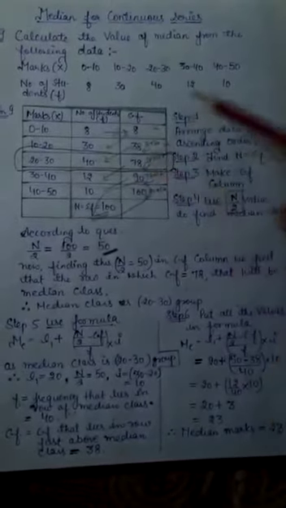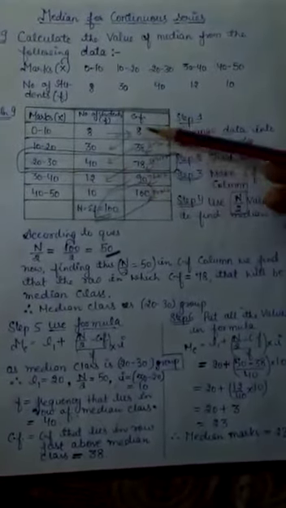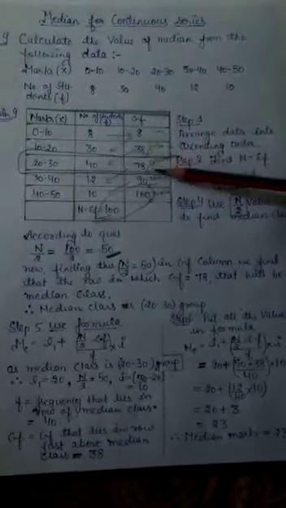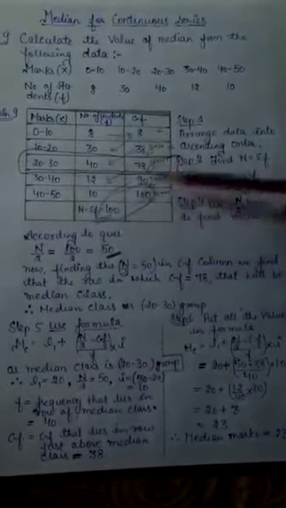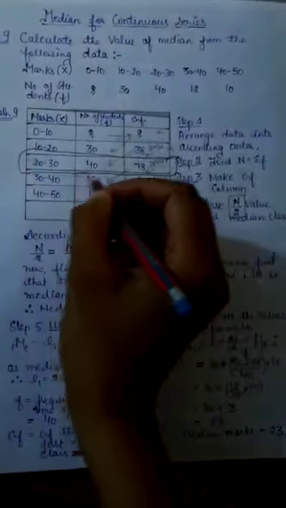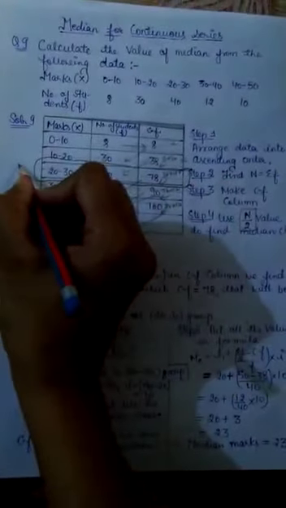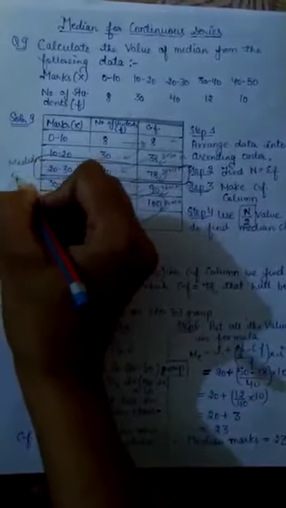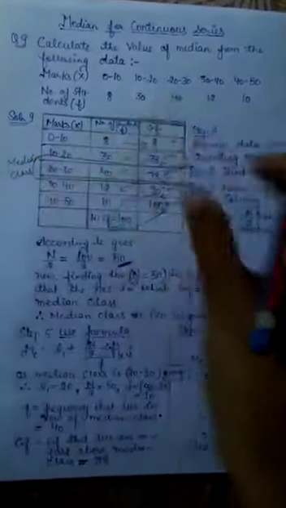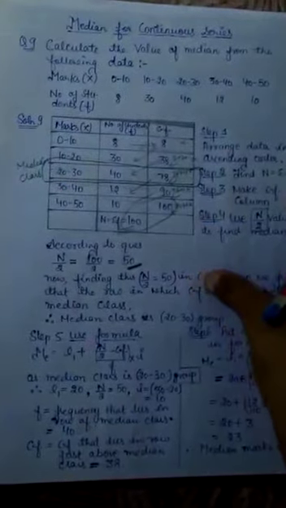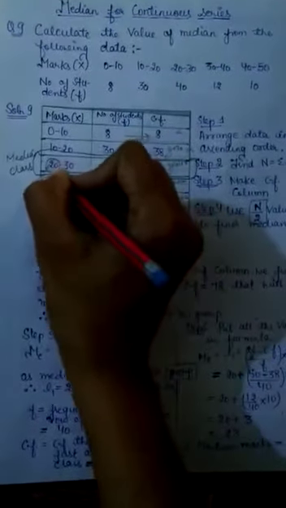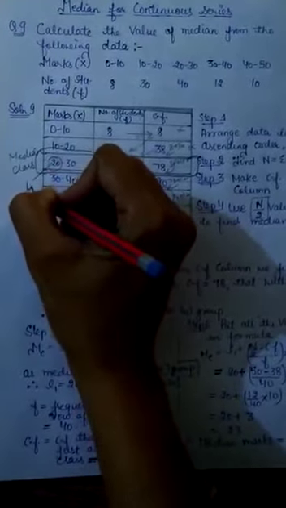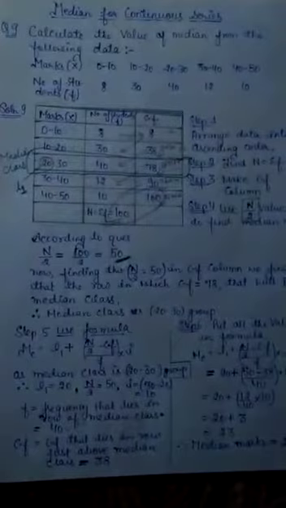So when these are written in order, this 8 and 38 are smaller. After 38 you have CF 78, which is greater than 50. That one you will use, and this will be your median class. Now in this median class, you know this 20 is your L1, the lower limit.